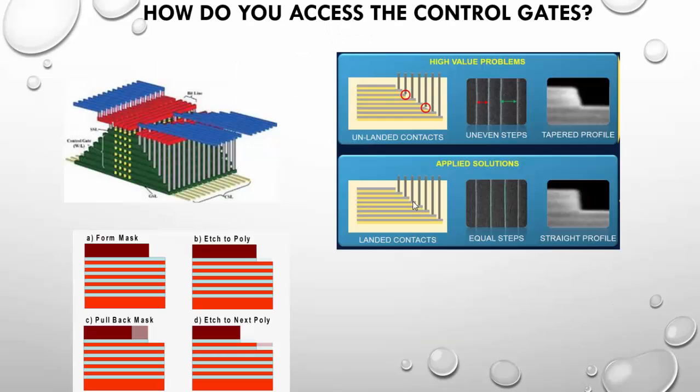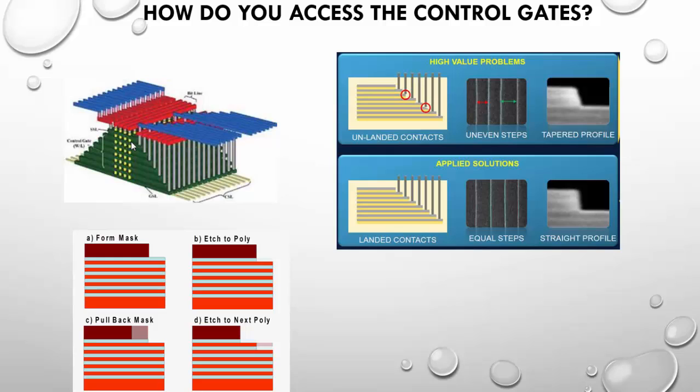So here is how you access the control gates. You can see the three images on the left side, a basic view of the 3D technology. In this slide I'm talking about how you access the control gates. One of the thornier problems in making 3D NAND is the job of connecting the peripheral logic to all those control gates that are on layers buried somewhere within the bit array.